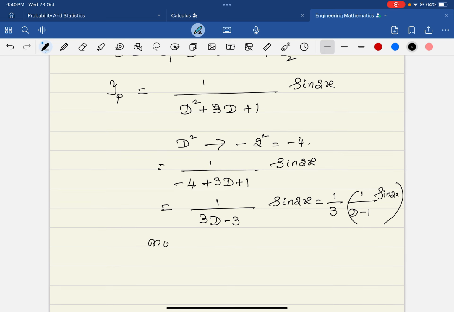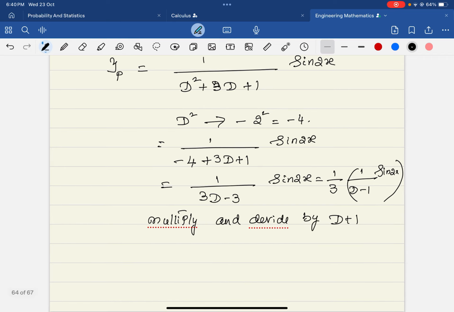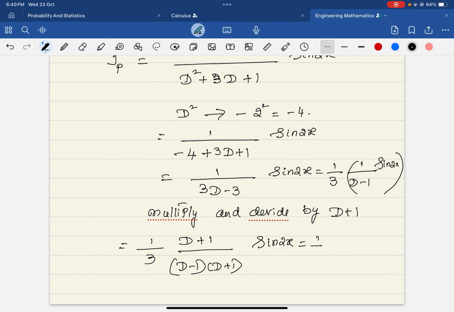In this form 2 method, what we have to see is that the denominator should always be in terms of D square. So multiply and divide by D plus 1. That gives 1 by 3 times D plus 1 over D minus 1 times D plus 1 of sine 2x. How will you rewrite this? As 1 by 3 times D plus 1 over D square minus 1 of sine 2x. So this is your value. Now let us continue in the next page.